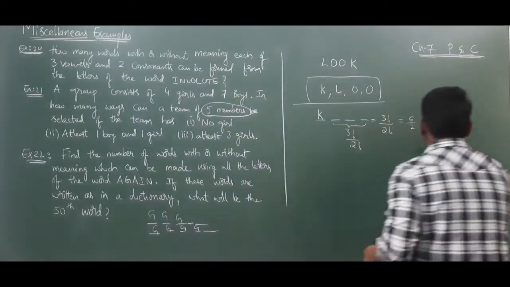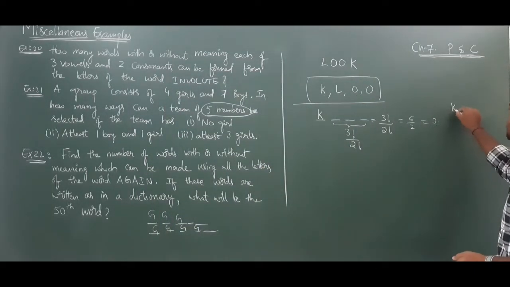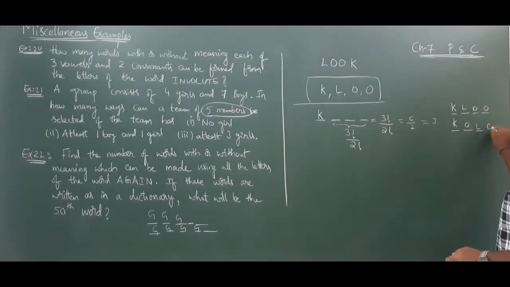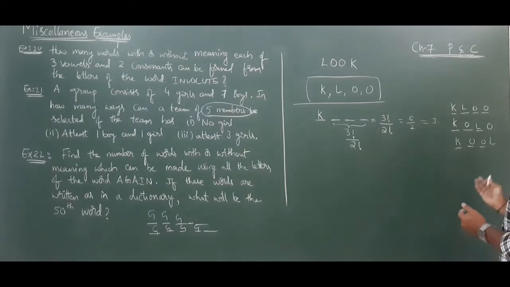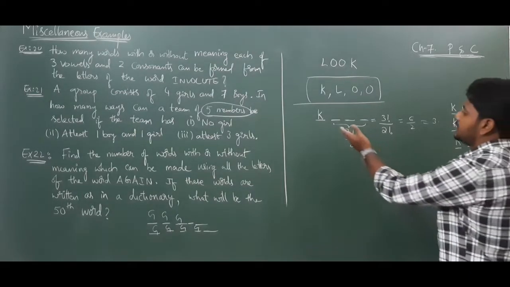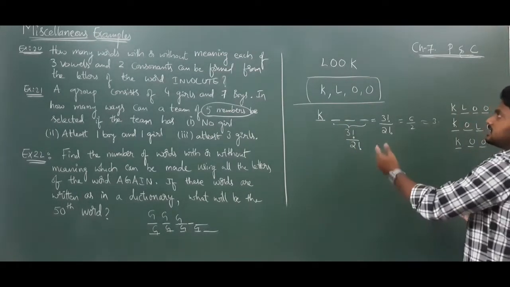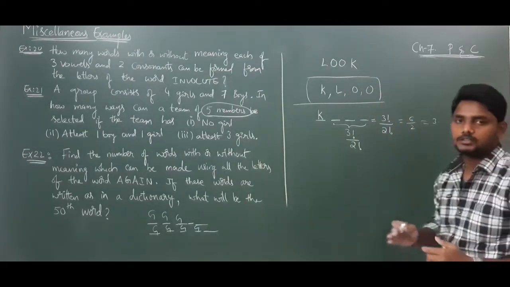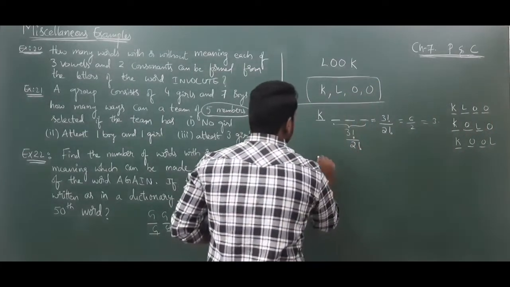See, what are those? If the first letter is K, next is L, next is O and O. Next, if it is K, after L, what will come? O, L, O. After that K, O, O, L. So these are the only 3 words we can form by using K in dictionary order by using these letters. So with K. Next with L.